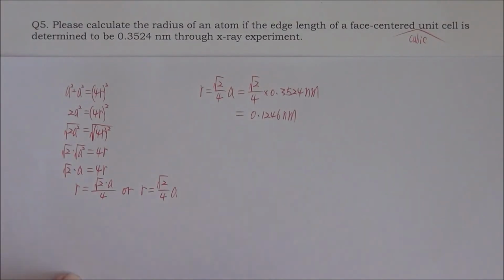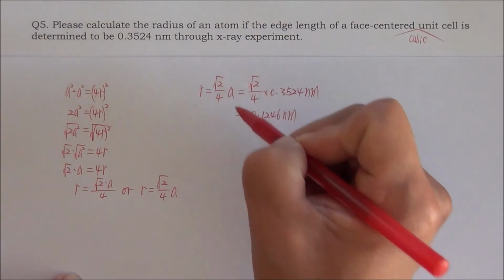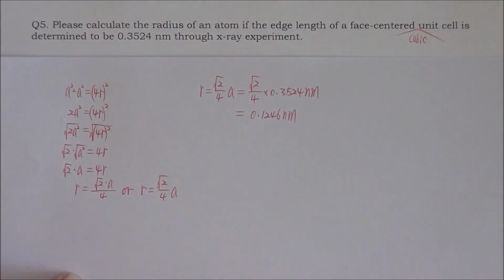Let me emphasize, if you remember this equation, you can just plug in the value of the edge length to calculate the radius of the atom. Then you're done.